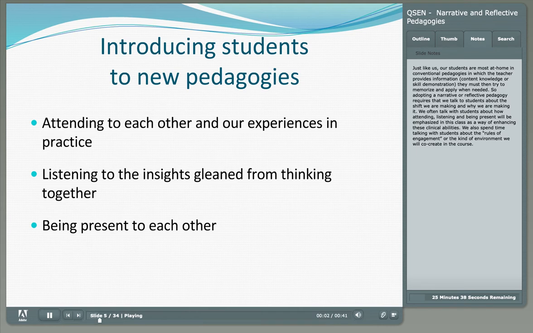Just like us, our students are most at home in conventional pedagogies too, in which the teacher provides information, be that content knowledge or skill demonstrations, that they must then try to memorize and apply as needed. So adopting a narrative or reflective pedagogy requires that we talk to students about the shift we're making and why we're making it. We often talk to students about how attending, listening, and being present will be emphasized in this class as a way to enhance these clinical abilities.